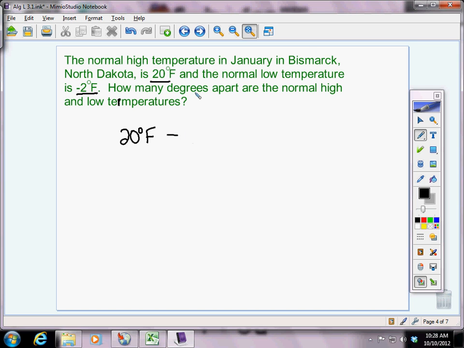According to the information up here, though, do we know how much it fell? No, we don't. Unknown. That's a variable. But we know when it fell this many degrees, it ends up at negative 2 degrees Fahrenheit. So this is just how we can set up an equation.